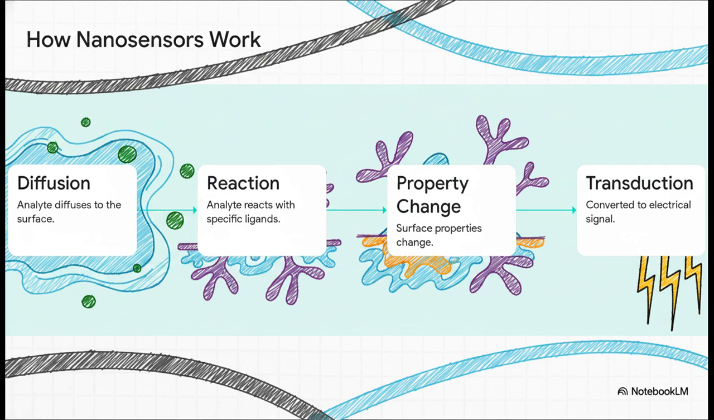Step 1, the targeted analyte diffuses from a solution and arrives right at the sensor surface. Step 2, that analyte reacts with those specific, highly targeted ligands we just mentioned. Step 3, this precise chemical reaction fundamentally changes the physical chemical properties of the sensor surface. And finally, Step 4, a transducer converts that tiny nanoscale property change into a readable electrical signal. This entire process can occur on a surface made from astonishing materials like carbon nanotubes or highly customized nanowires.